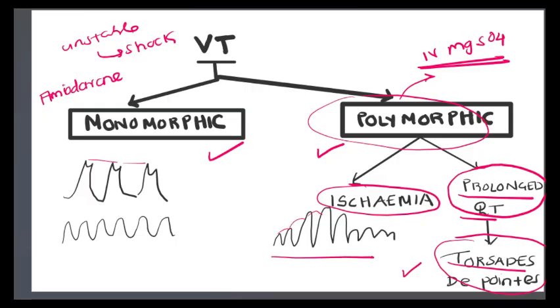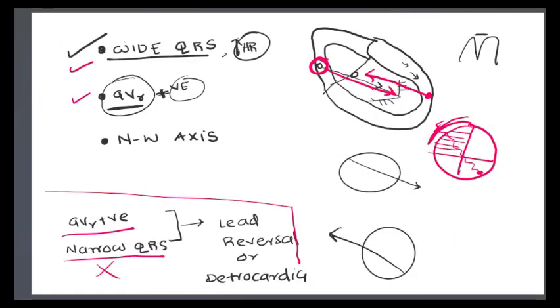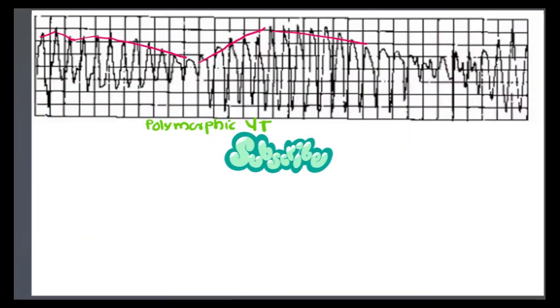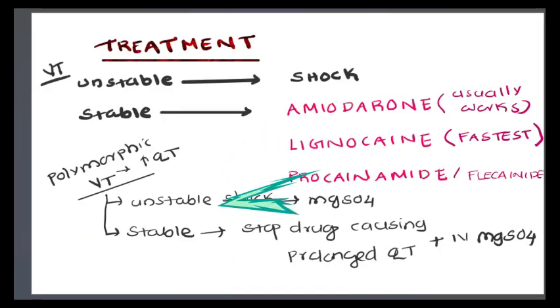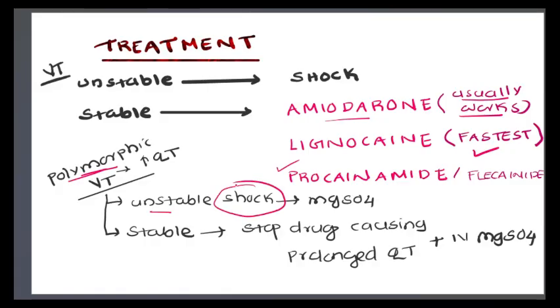Let's go through the treatment of ventricular tachycardia. If it is unstable, it's shock. If it is stable, you have amiodarone; that is what usually works. But if you want, you can try lignocaine. It shows faster action than amiodarone, but it doesn't always work. Another medication is procainamide or flecainide. No need to remember all that; your focus should be that in polymorphic VT, if the patient is unstable, first you will give shock, then which medication? It's not amiodarone, it's going to be magnesium sulfate.